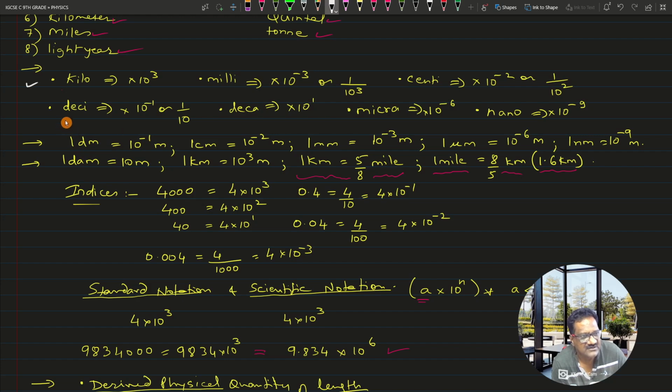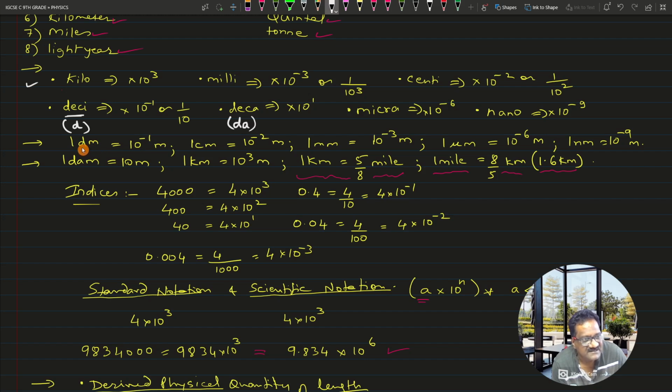The symbol for deci is d. Remember this, and you should not get confused. The symbol for deci is d, and the symbol for deca is da. They are very close, so don't get confused. Deci is d, deca is da. So when you say 1 dm, d means deci, so 1 dm means 1 decimeter.